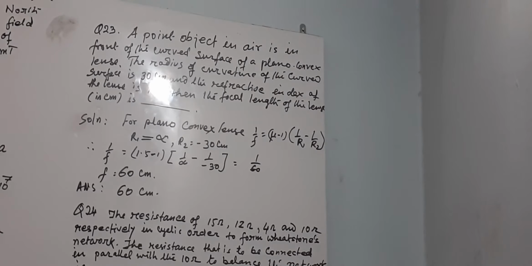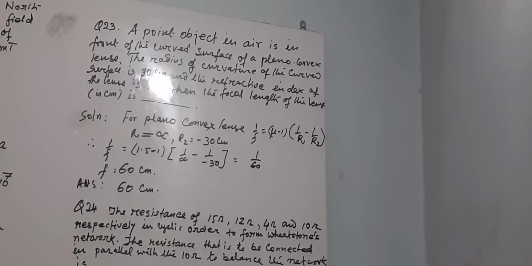We know from lens maker formula 1 by f equal to mu minus 1 within bracket 1 by R1 minus 1 by R2. Here R1 is infinity, R2 equal to minus 30. Putting all the given parameters, we can get focal length will be 60 centimeter. Answer is 60 centimeter. Next question is question number 24.